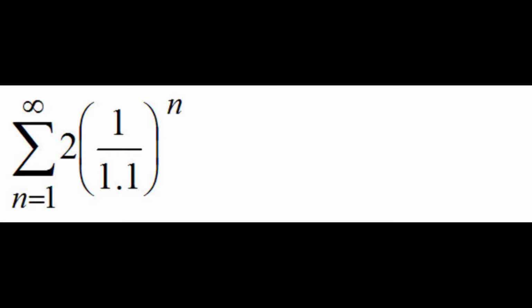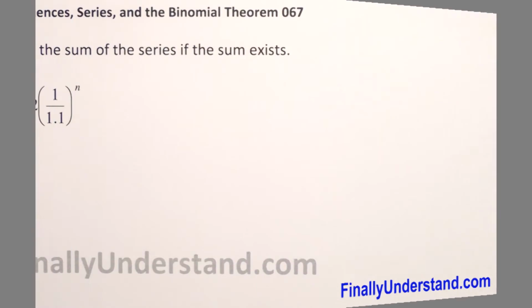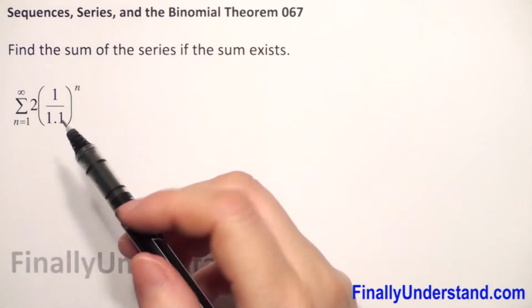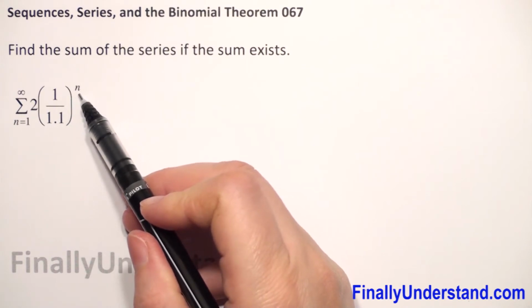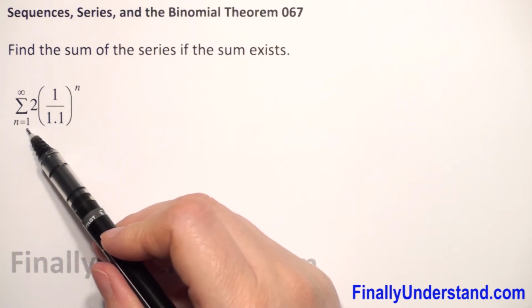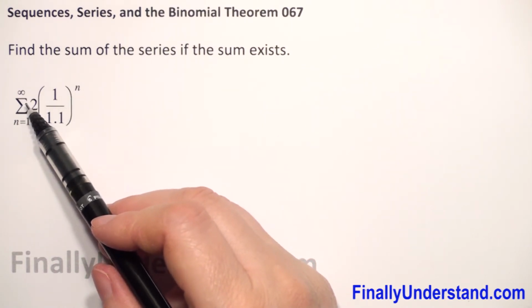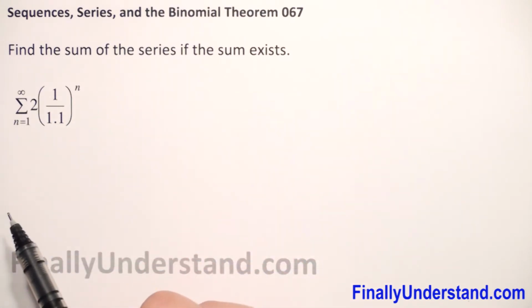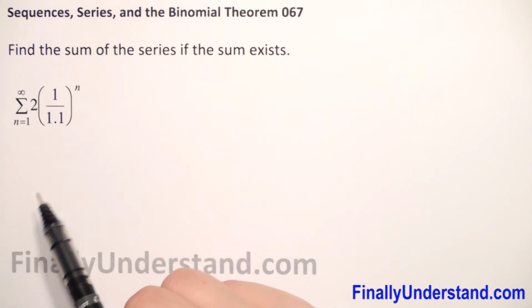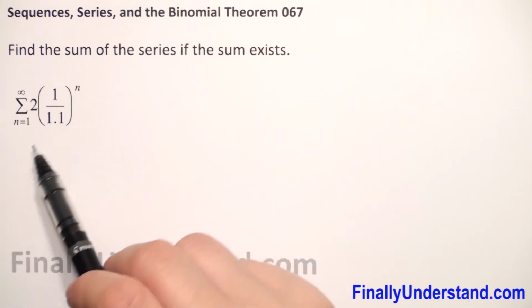We have to find the sum of the series if the sum exists. We have the sum of 2 times 1 over 1.1 to the power n, from n equals 1 to infinity. So we have here an infinite series. Let's first rewrite this sum.